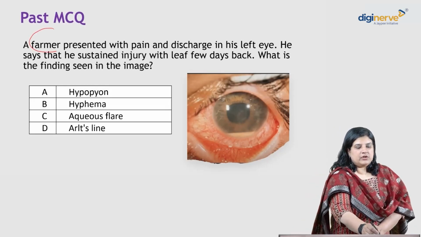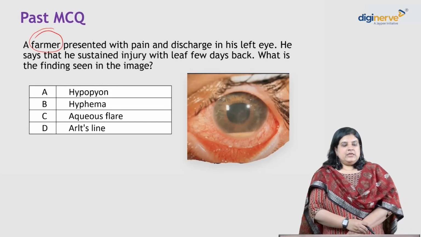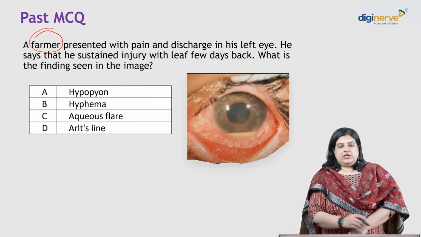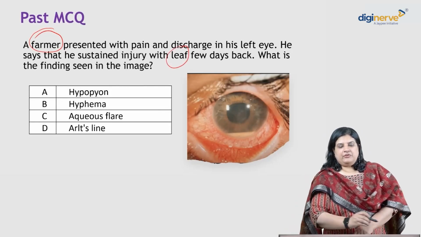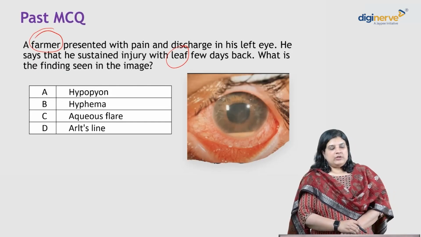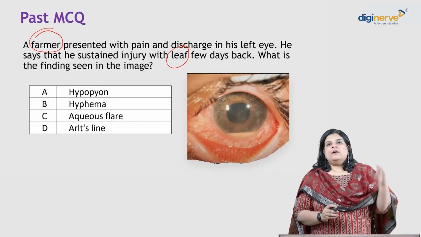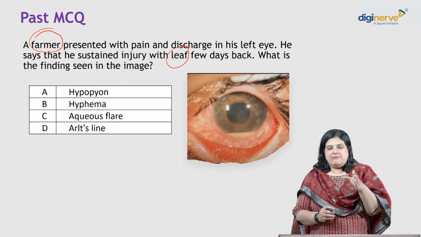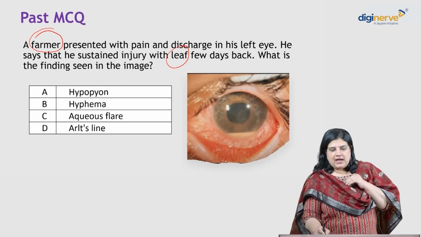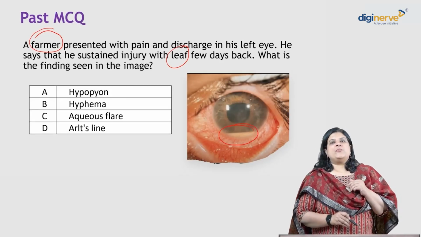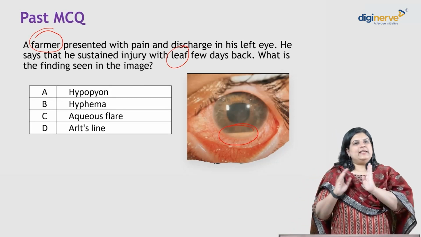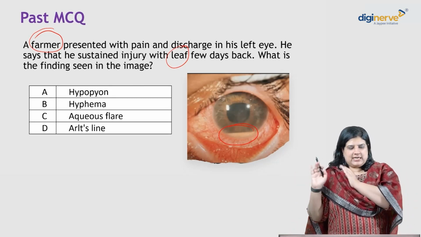Remember, the clue here is farmer. He says he sustained an injury with a leaf a few days back, and what is the finding that you see? Farmer, vegetative matter, an injury, and here we have a hypopyon. So all this is leading us towards fungal keratitis.